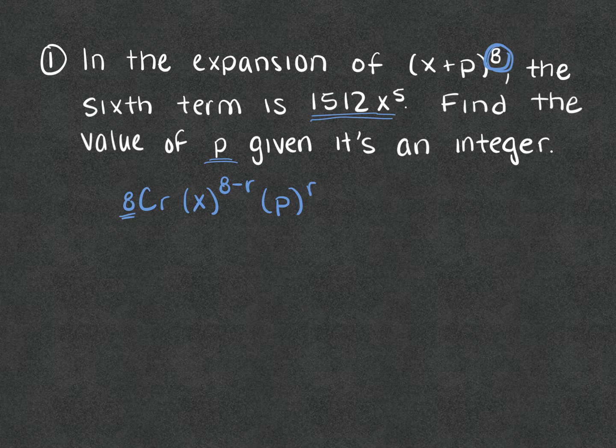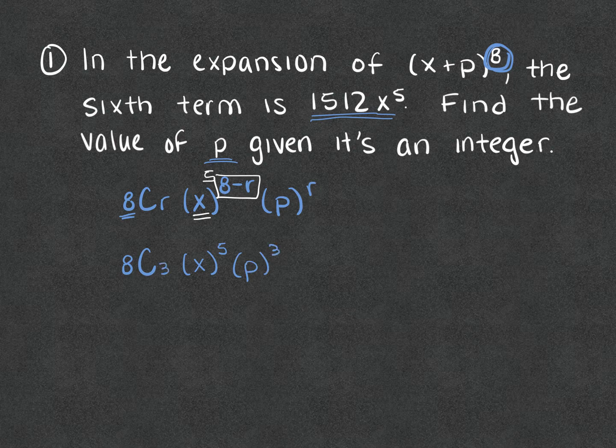So just like that last video, here's the only place that I have an x, which means that this exponent has to be 5. So that gives me a lot of information. So now I can fill in. This is going to be 8C, let's leave this blank for a second, x^5. If we know that 8 minus something is 5, we know that that something has to be 3. So p^3 and 3.